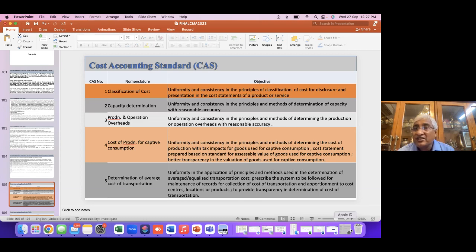Consistent in which respect? In disclosure, and in treatment of that particular area. So you want to determine your capacity. Last year you determined it in one way; this year you are going to determine it another way. That is not good. So you have to be consistent, and it must be appropriately disclosed also. Suppose you have changed the inventory valuation policy, that must be appropriately disclosed.